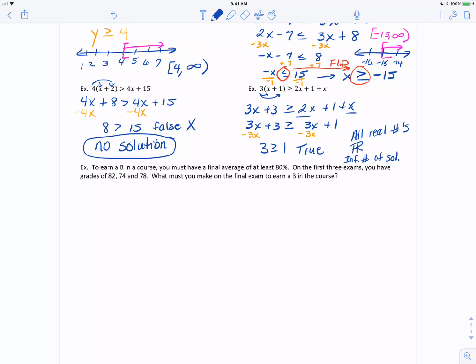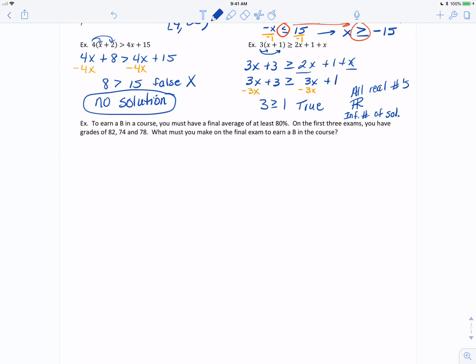Okay, I get asked this so many times. So we've got grades, and we're doing averages here. And so remember, if you're going to average out the grades that you make in a class, you usually just take all the exams that you made and then divide it by the number of exams. So we are going to say we made an 82, we made a 74, we made a 78. And then what are we going to make on that final exam? We don't know yet, right? That's what we're trying to figure out.